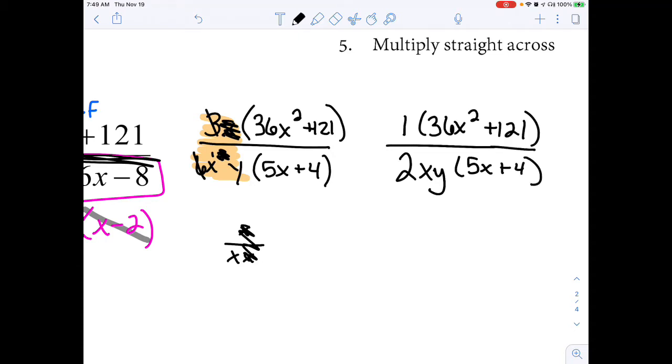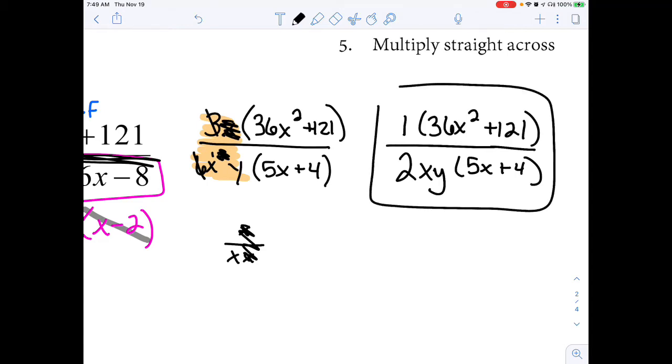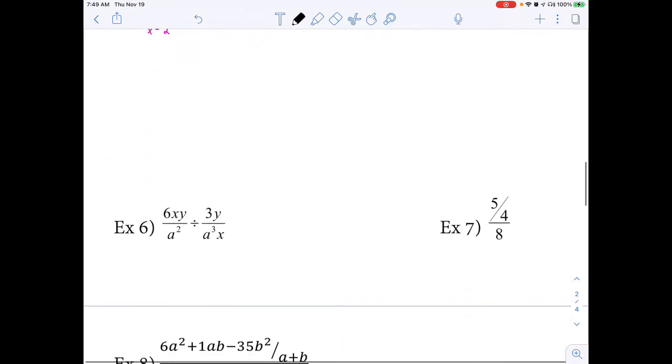Sometimes I see kids try to do this. They say, oh, this x cancels with this one, but that's canceling parts of a binomial. You can't do that. You either cancel the whole binomial or nothing at all. So this is the answer. Let's go through and try that again.